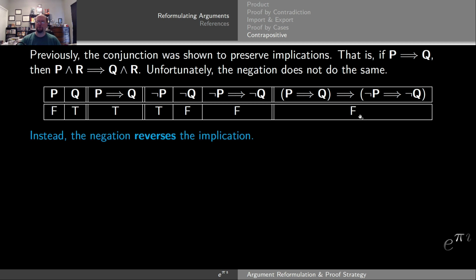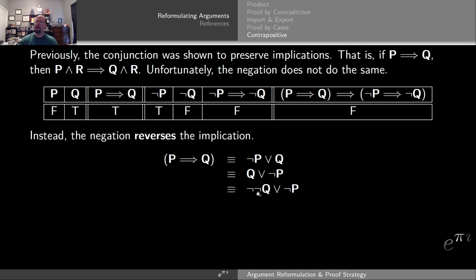Doesn't work this way. Instead, the negation reverses the implication in the following way. Let's consider again P implies Q. Let's rewrite this as negation P disjunction with Q. Now, disjunction is commutative, so I can rearrange this, put in the Q forward. By the Litotes law, I can rewrite Q as negation negation Q. But this gives me a new hypothesis. Negation of new hypothesis, negation Q, disjunction new conclusion, negation P, giving me that negation Q implies negation P.